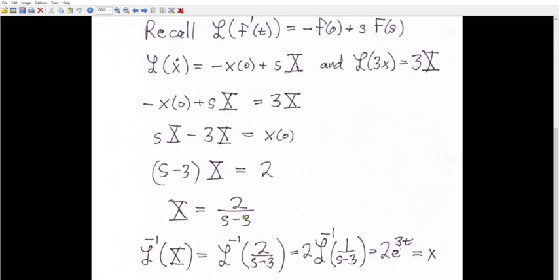Now what we need to do is transform back to T space. The inverse transform is the inverse transform of 2 over s minus 3. By linearity, that's 2 times the inverse Laplace transform of 1 over s minus 3, and 1 over s minus a transforms to e to the at. So this whole thing transforms to 2e to the 3t, which is x, the solution to the problem.